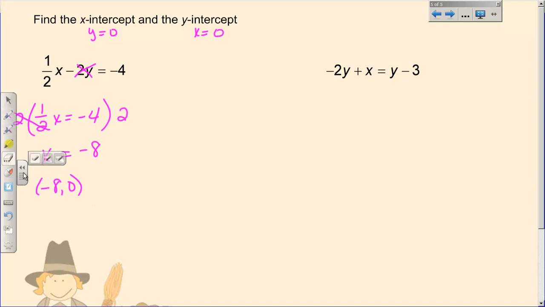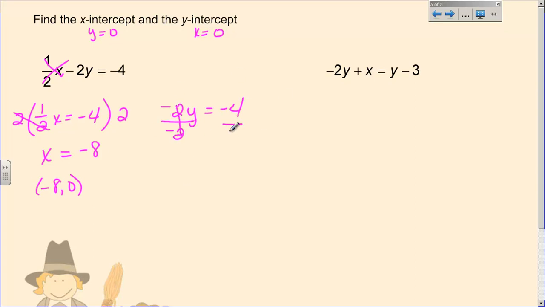If I want the y-intercept, same thing, except the y-intercept is where x equals 0. So I would plug 0 in for the x value. If I plug 0 into here, 1/2 times 0 is 0, so this is just going to cancel out, leaving me only this. So I would have negative 2y equals negative 4. I can solve that for y by dividing both sides by negative 2, and you get that y is 2. So my y-intercept is at (0, 2).